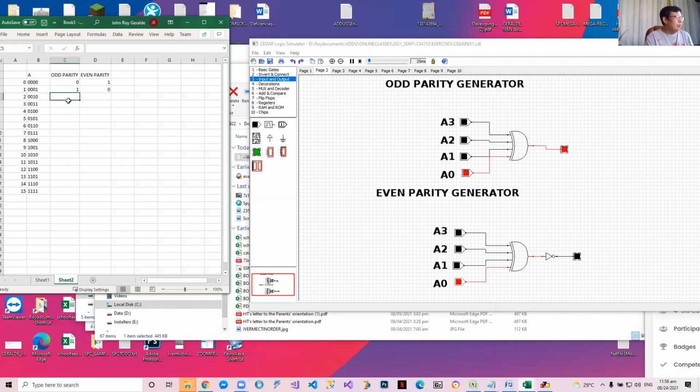Okay. Do you follow? For 0, 0, 1, 0, what do we expect? This is the 1. Okay. So what's the odd parity? The odd parity is 1. The even parity is 0. Do you follow? But what if you'll have 1, 1?